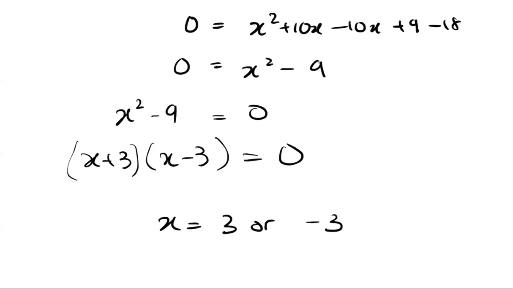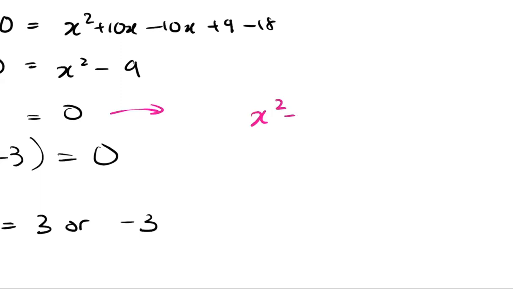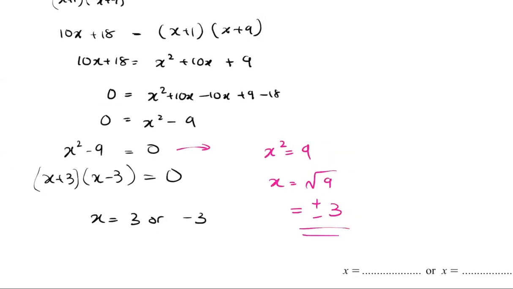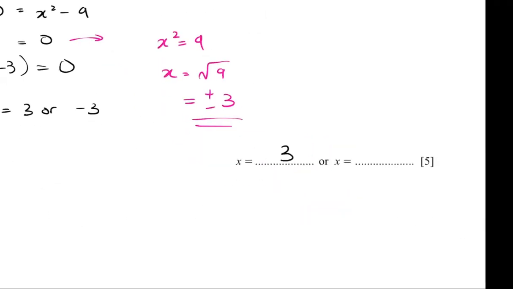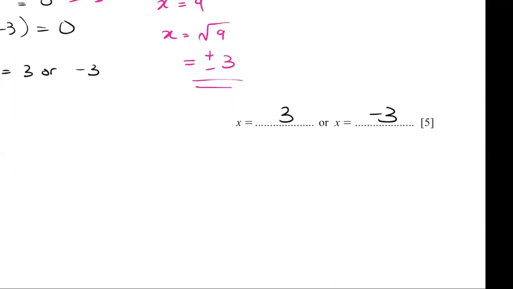Okay, here, in case you miss this out and you move this way, x squared is equal to 9, x is equal to square root of 9. Just make sure that you include the plus and minus 3 here, because you need to have two different answers. Okay, thank you very much.